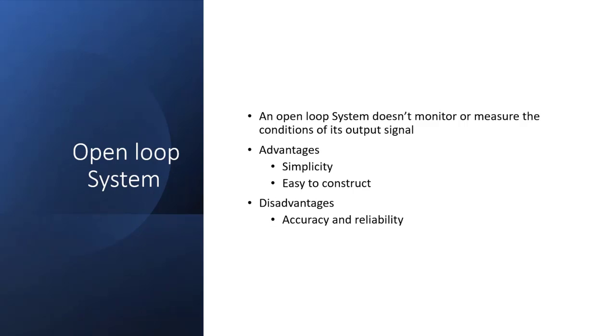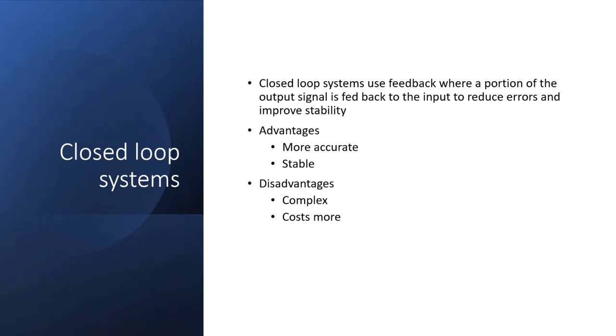Open loop doesn't monitor or measure the conditions of the output signal, so there's no feedback. This is simple and easy to construct, but it has low accuracy and reliability. A closed loop system uses feedback where a portion of the output signal is fed back into the input to reduce errors and produce stability. Here it's more stable and more accurate, but it's quite complex and costs more.